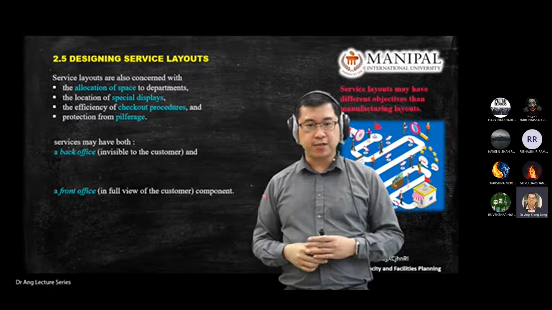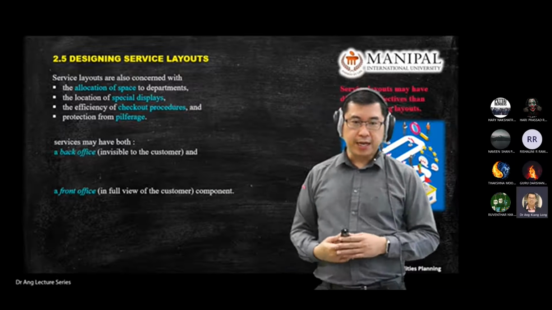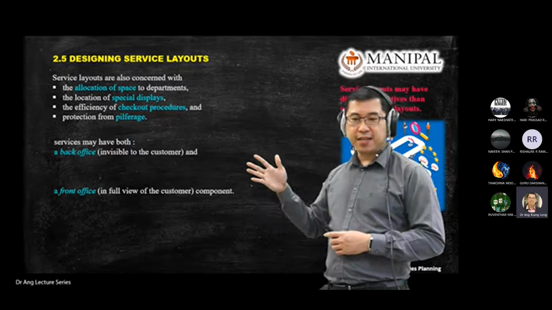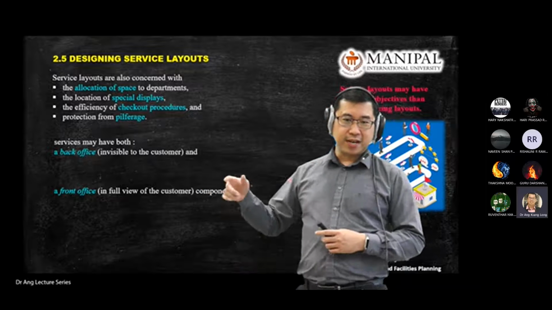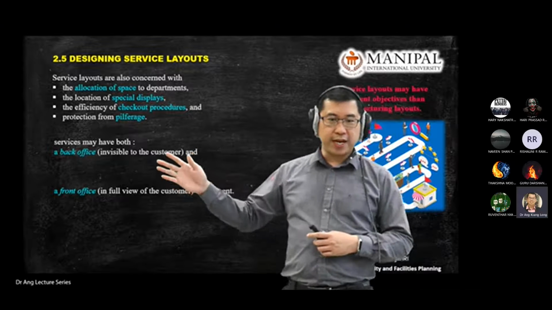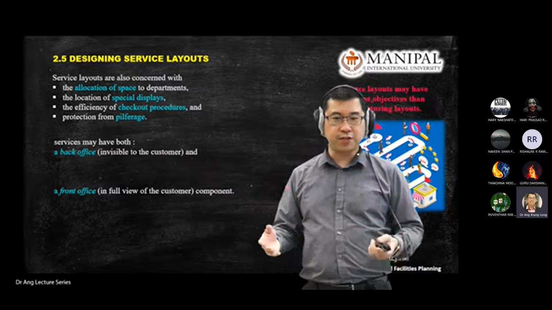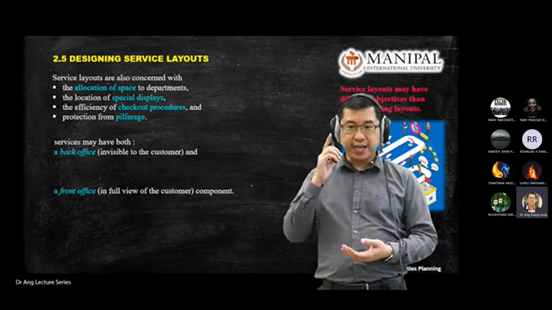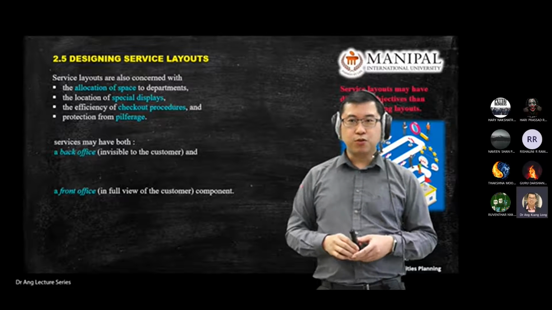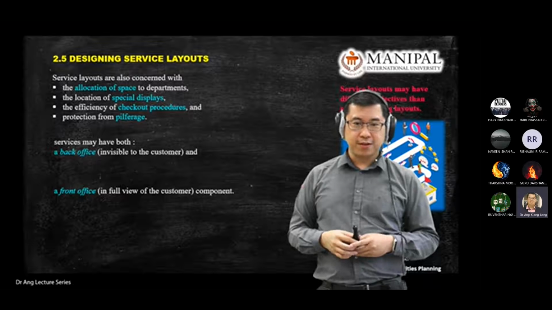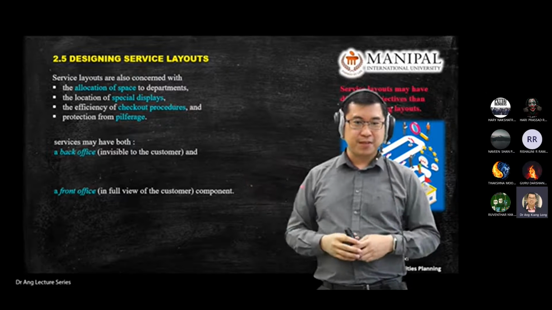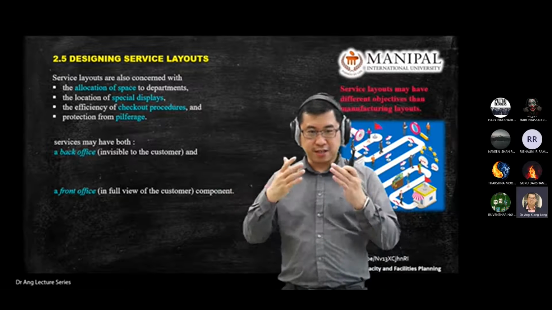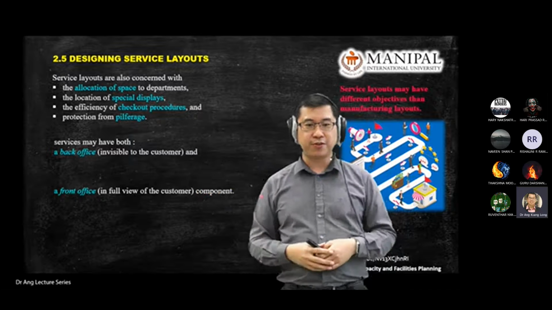One is the back office, one is the front office. So what do I mean by back office? Meaning the office is behind the door, right? It's within the shop, but it's behind the door where your customer cannot see that there's actually an office. For example, if you go to a spectacle shop, normally you don't see the office, right? Something like that. So that is called back office. You don't see the staff office when you walk in.